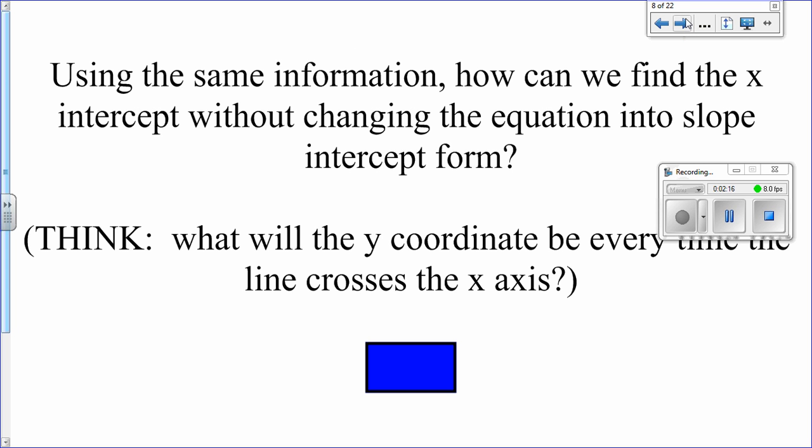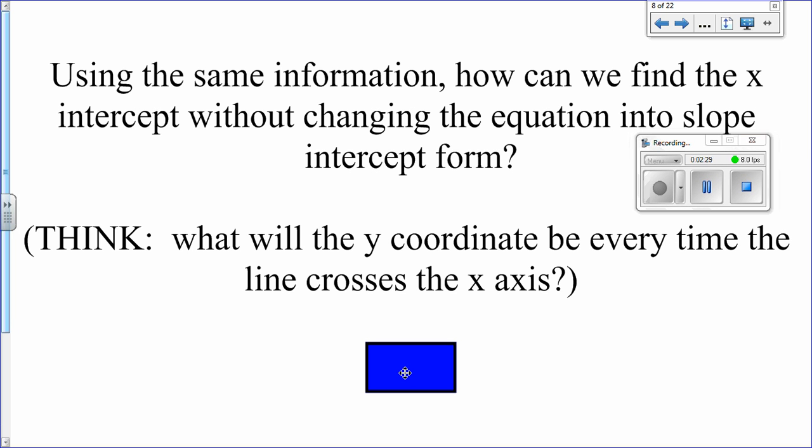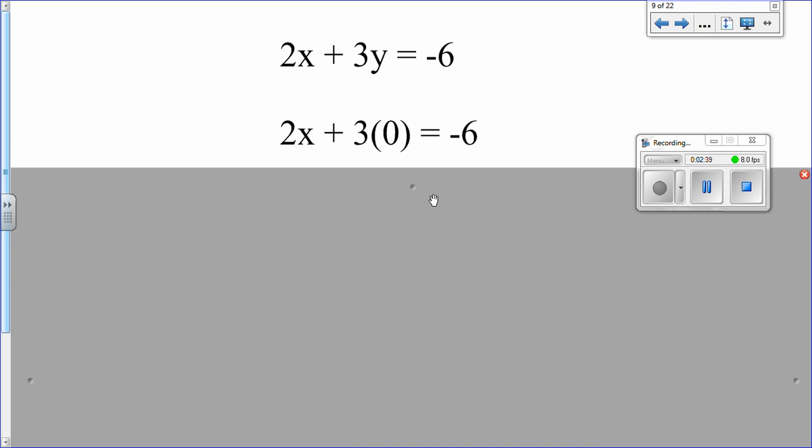And using the same information, how can we find the x-intercept without changing the equation into slope-intercept form? You want to think again. What will the y-coordinate be every time the line crosses the x-axis? And your answer again should be 0. So we're going to use that information, plug it back into our equation, except this time we're going to make y equal to 0.